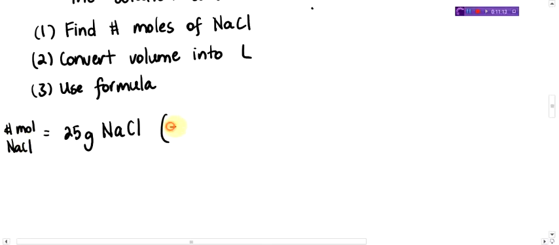So we need to use our molar mass for sodium chloride. So 1 mole of sodium chloride. Look up sodium on your periodic table. You'll find that it has an atomic mass of 23. Chlorine has an atomic mass of 35.5. Add those numbers together and we have the molar mass of sodium chloride, which is 58.5.